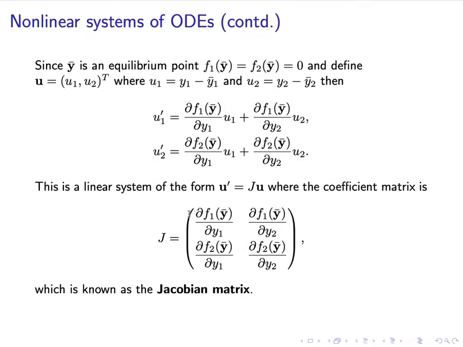So you can see we have a coefficient matrix of partial derivatives of our functions f1 and f2. Now this coefficient matrix is known as the Jacobian matrix. So you can see the first line of this matrix is the partial derivatives of the function f1 with respect to y1 and y2, and the second line is the partial derivatives of f2 with respect to y1 and y2.